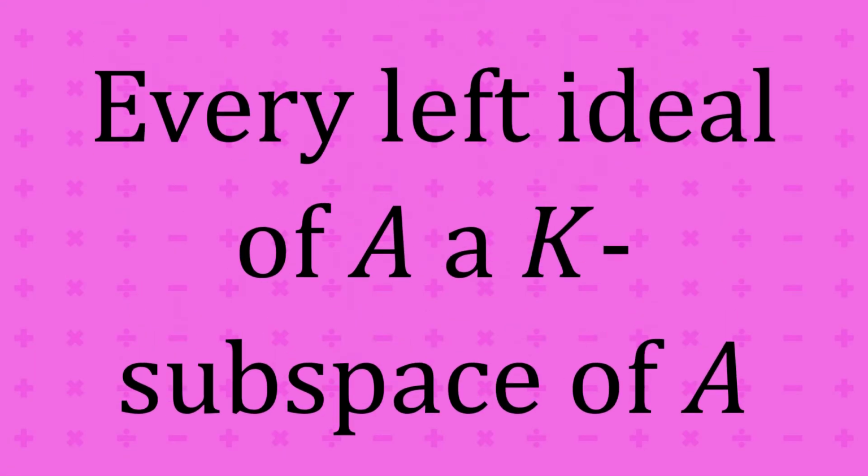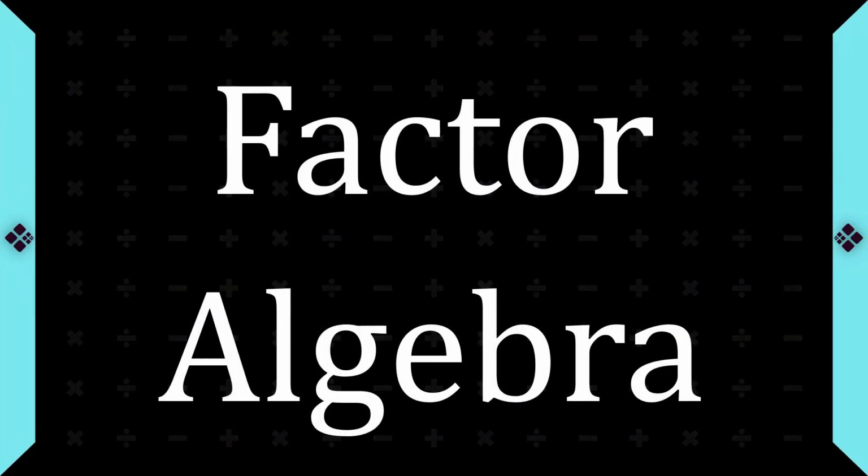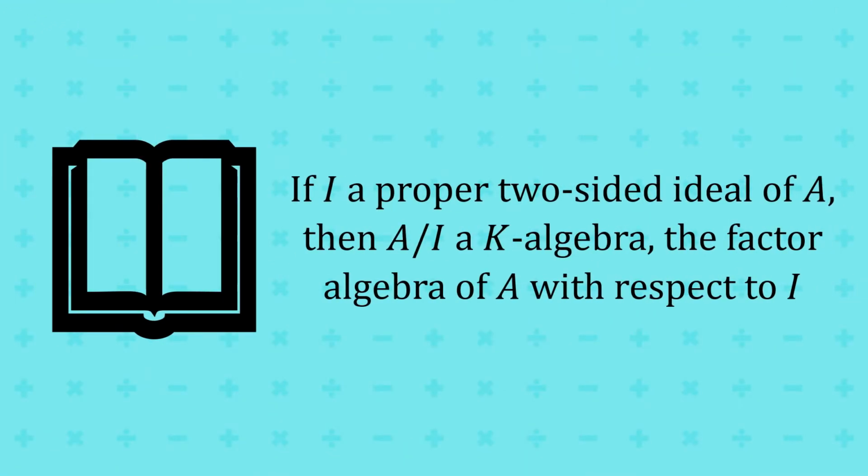Here's one result for ideals. Every left or right ideal of A is a K subspace of A. Using ideals, we can define a factor algebra. More precisely, if I is a proper two-sided ideal of A, then the factor ring A over I is a K algebra called the factor algebra of A with respect to I.